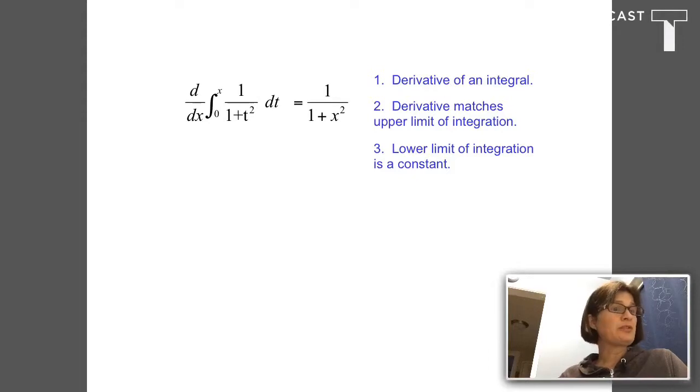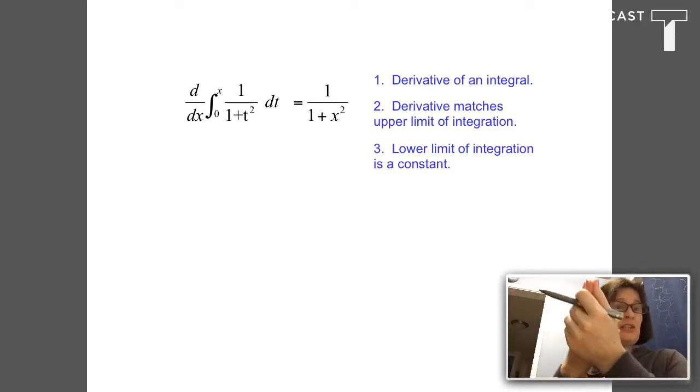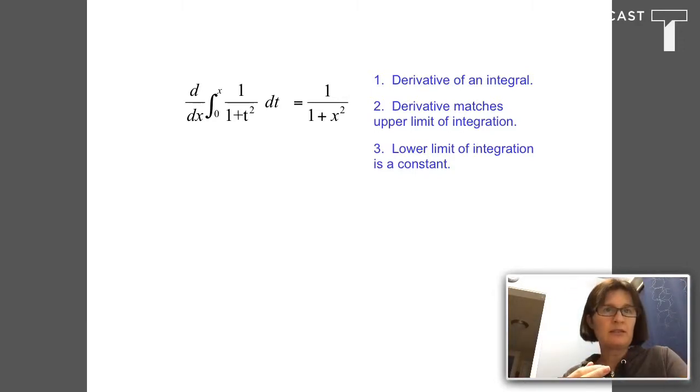All right, so some examples using the fundamental theorem of calculus. Here, the derivative with respect to x of the integral from 0 to x of 1 over 1 plus t squared dt. It meets the three criteria. I'm taking the derivative of an integral. The variable of differentiation happens to match the upper limit. This x matches this x, the top limit. And the lower limit of integration is a constant. All three are true. All I have to do is take that integrand, change all the t's to x's, and I get my answer, 1 over 1 plus x squared.